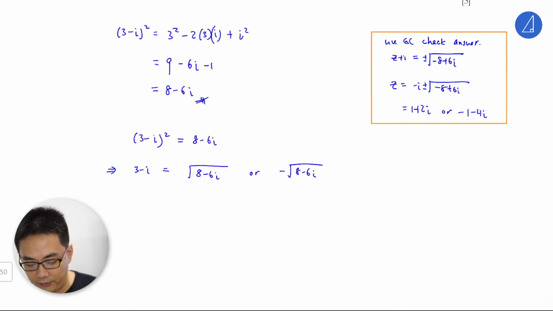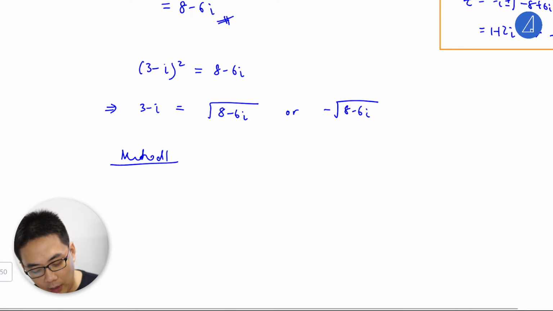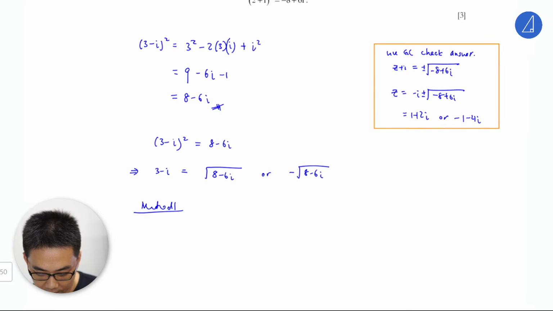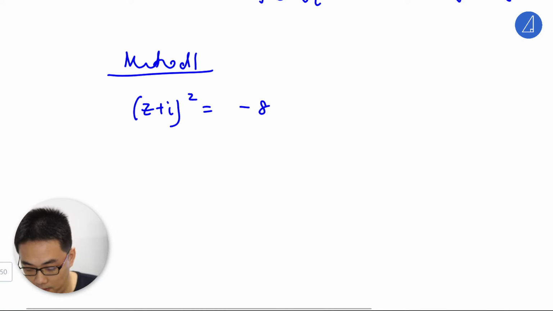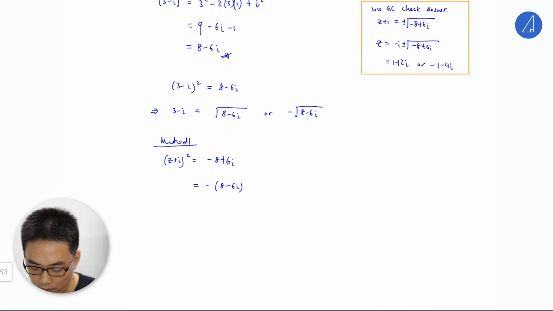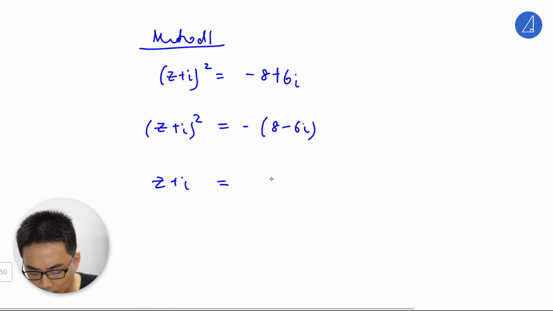Anyway, this one from the first part: method 1 is probably what you prefer. I'll do method 2 later, which I think is better in that sense. So z plus i squared equals minus 8 plus 6i. You already noticed that you need to bring the negative out, so minus 6i here. In this case, z plus i squared, so z plus i is just plus or minus the square root of 8 minus 6i.